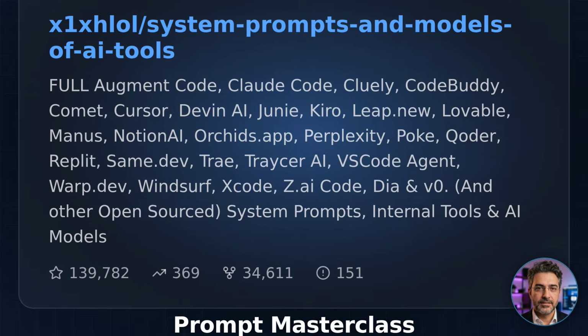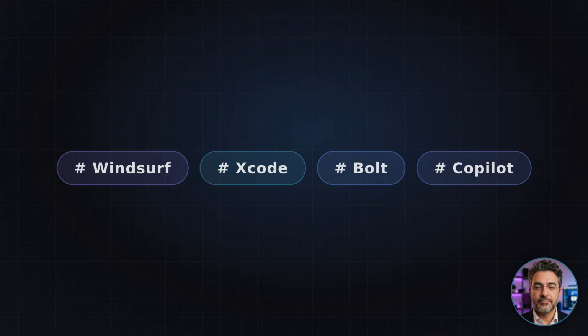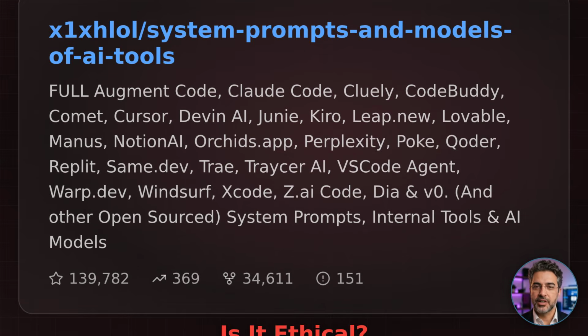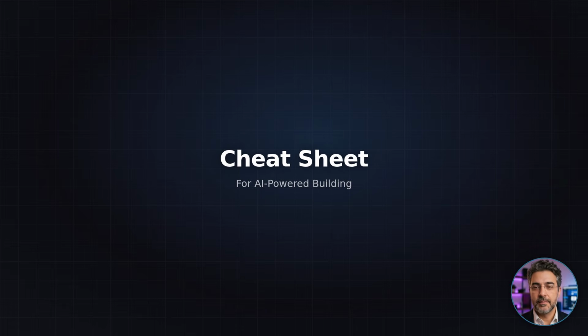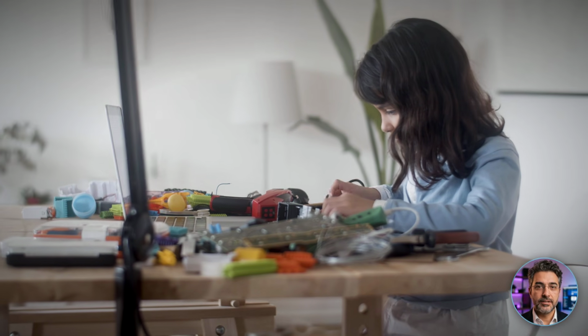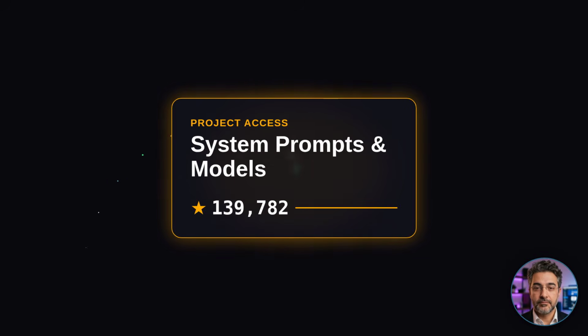By looking at these leaks, you can learn specific prompting techniques that the pros use. It covers everything from Claude Code to Windsurf and even Xcode. Is it ethical? That's a debate for the comments, but from an engineering perspective, it's the ultimate masterclass in prompt engineering from the biggest players. If you are trying to build your own AI-powered tool, this repo is basically your cheat sheet. It's one of the most starred repos on all of GitHub for a reason.